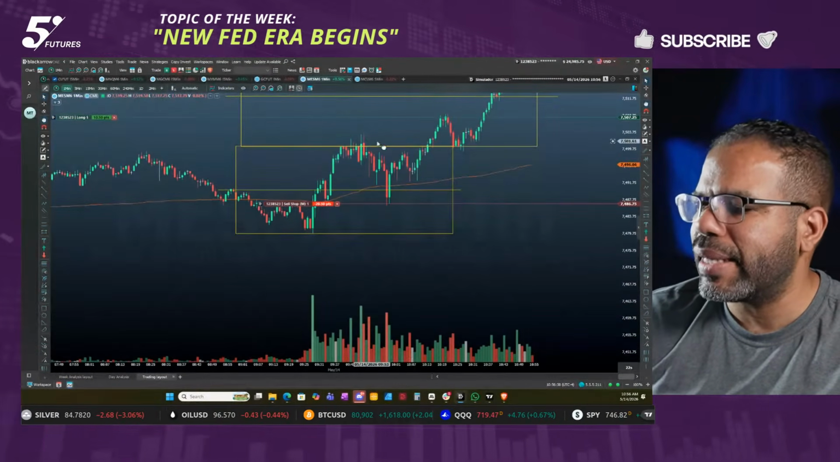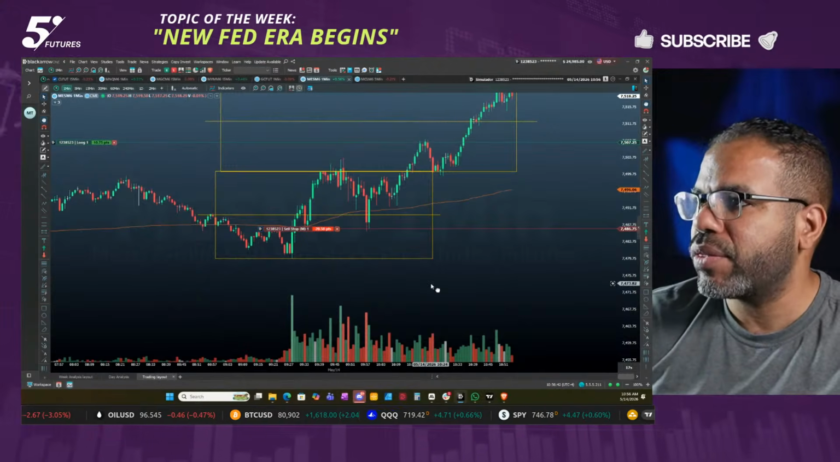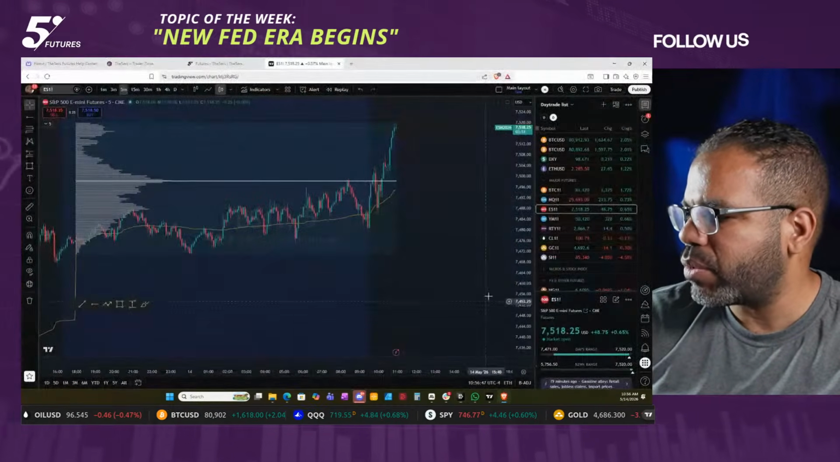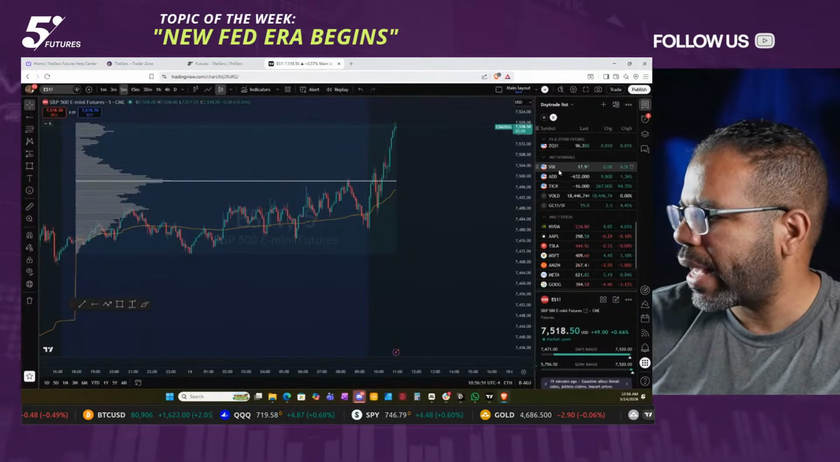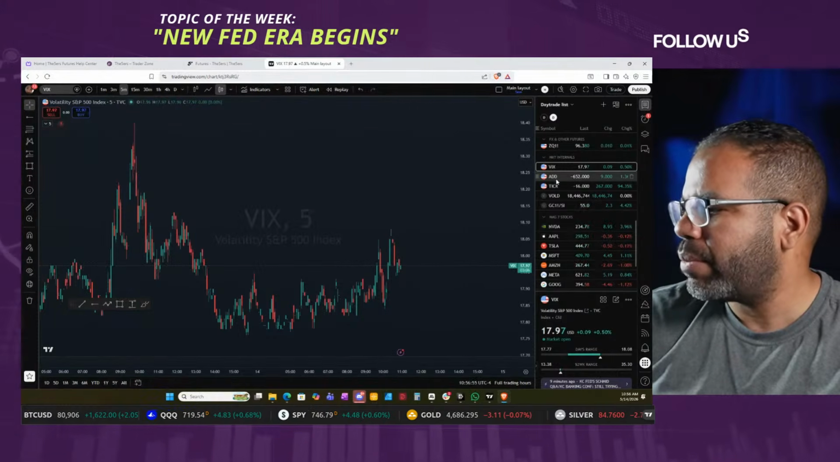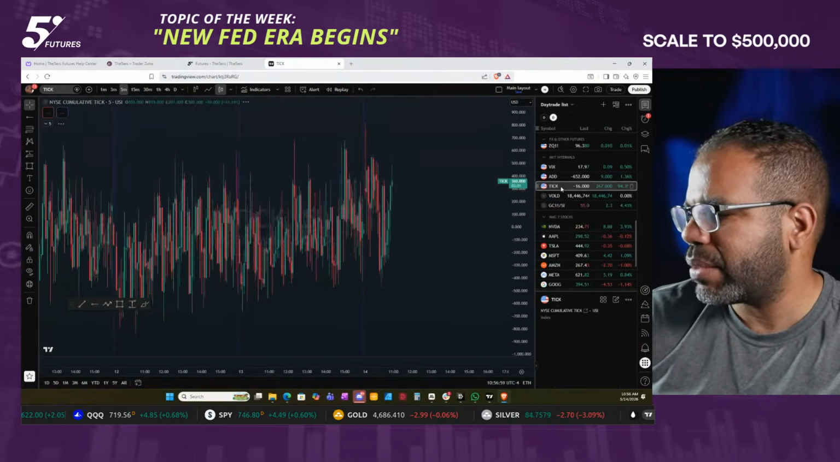Now, you can make it a lot more complicated. When I'm not trading live, I'm looking at other things to determine am I going to add more or not. So I'm looking at things like, for example, market internals. So I'm looking at the VIX. Where is the VIX situated? I'm looking at advanced decline. I'm looking at sometimes the tick chart.